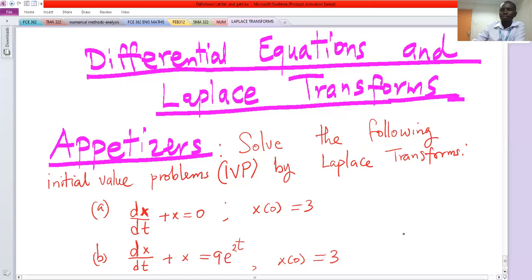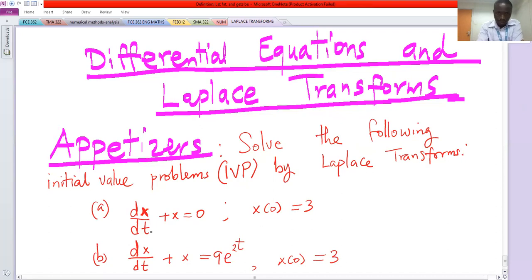In this session, we're going to give the first example on how to find solutions to differential equations using the method of Laplace transform. So let's see the problem. The question is to use Laplace transforms to find solutions to these initial value problems.